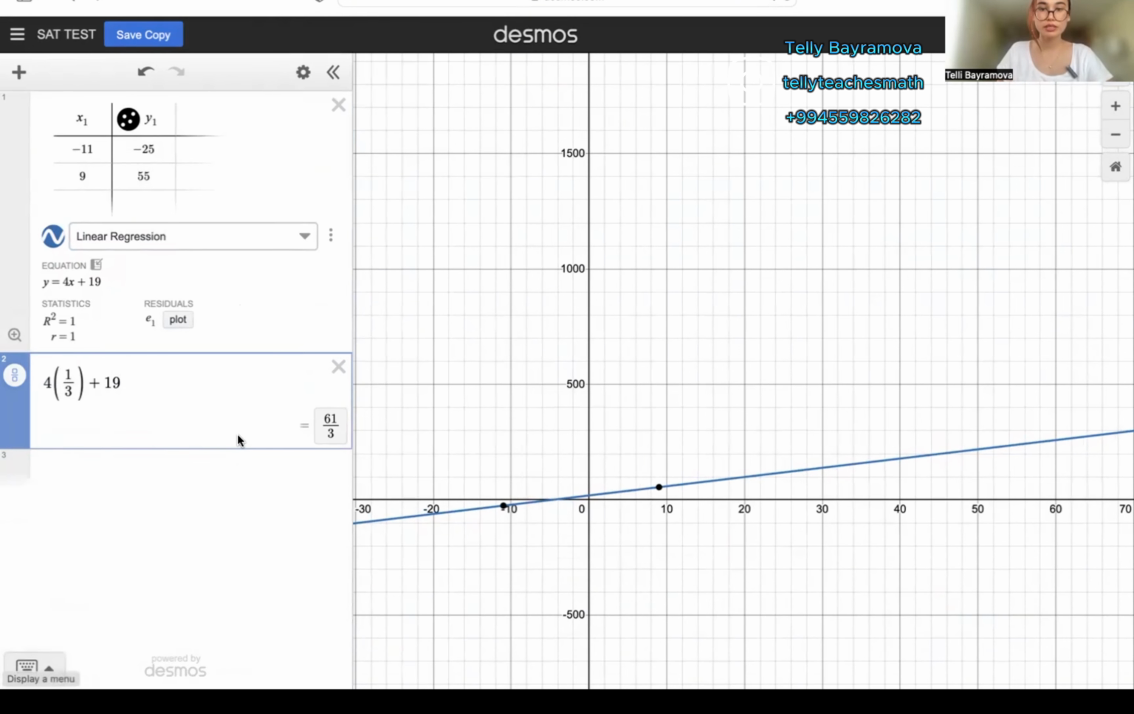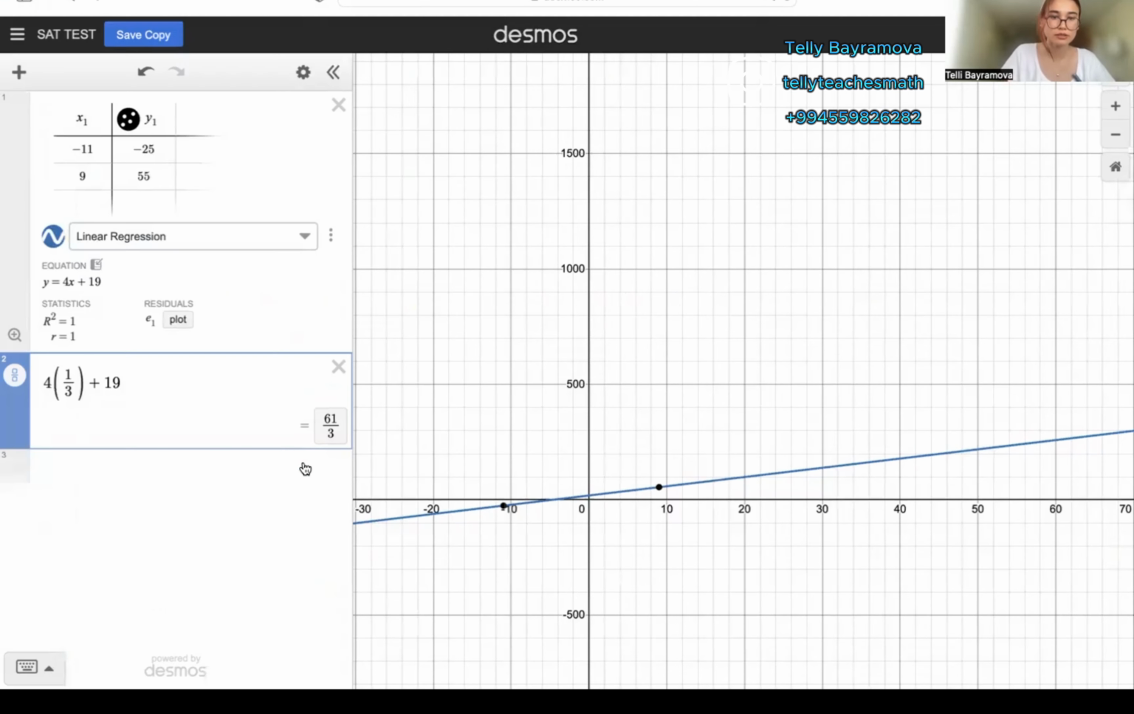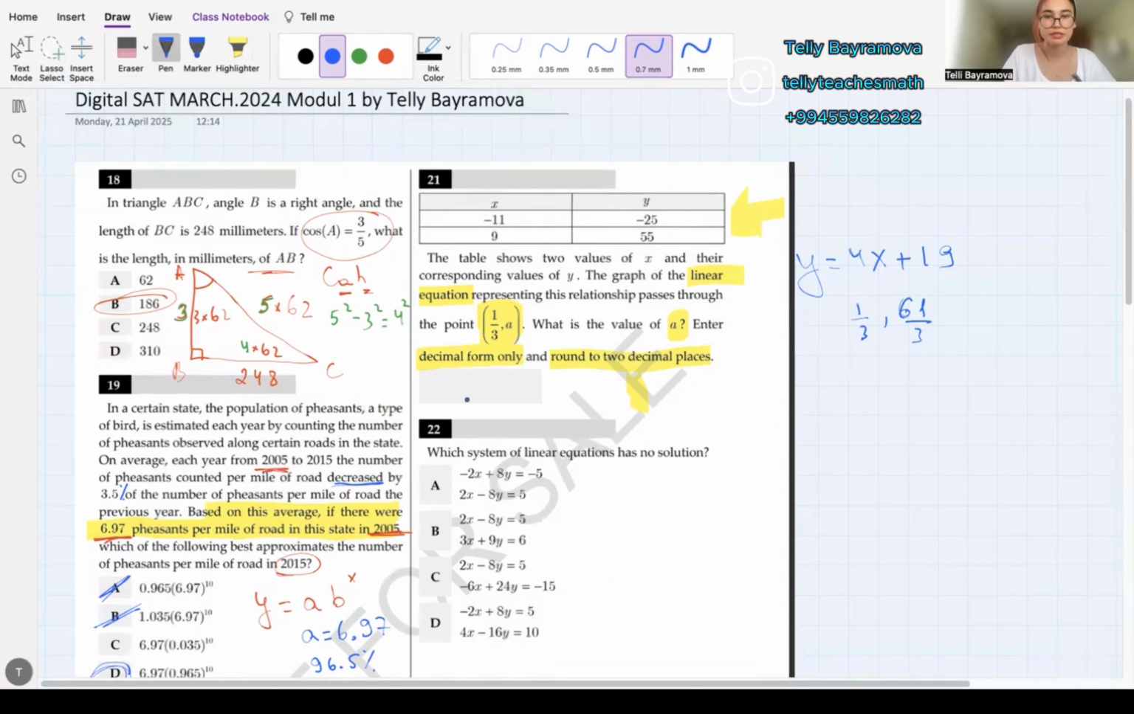Okay, 61 over 3. So 1 over 3, 61 over 3. For me, the best version is to write it as a fraction, but what the question asks is decimal form only. Round to 2 decimal places. We need to round it. 2 decimal places, as you know, 1, 2. So the 3 is rounding down, and the answer will be 20.33 as a decimal.